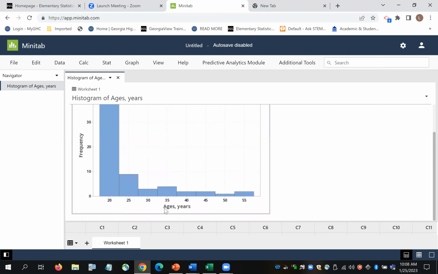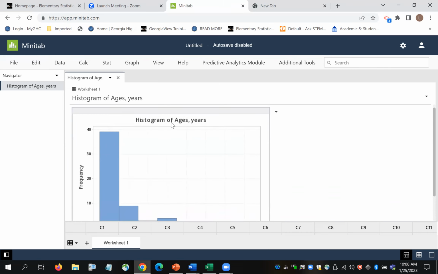Notice that by default, whatever you put as your label for the column is now the label of the horizontal axis. The vertical is the frequency. Minitab labels it histogram of ages. It's a title, but it's not a detailed descriptive title. So I want to change this title to make it more descriptive.